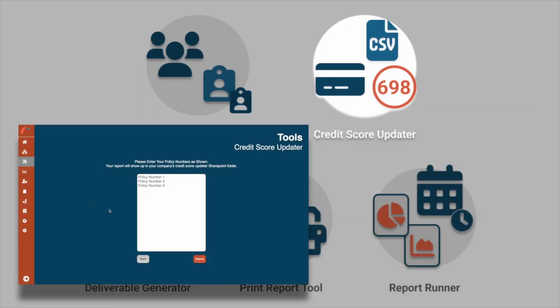Running credit scores for multiple policies can be time-consuming because you need to individually run a credit check for each contact on each policy. We have a credit score updater to save you time by running a credit score check for multiple policies at once.